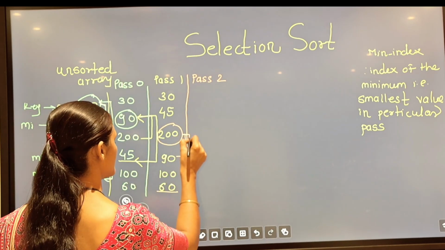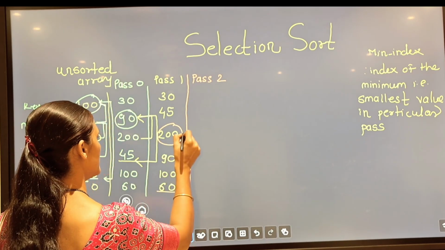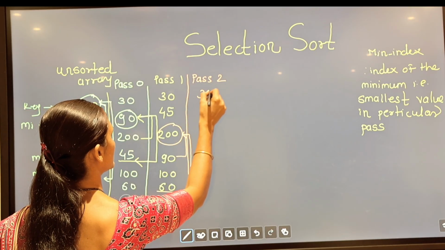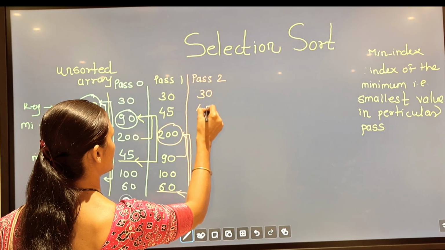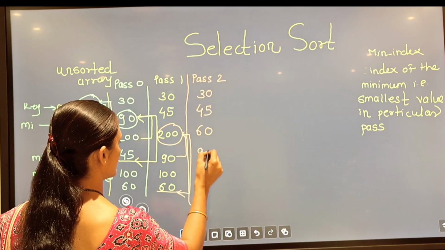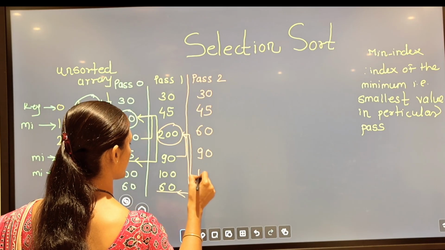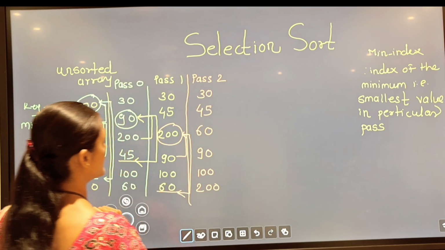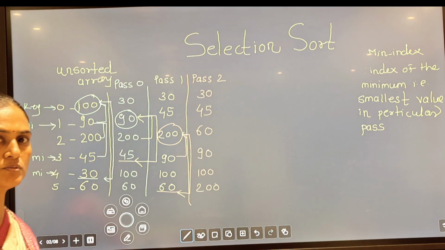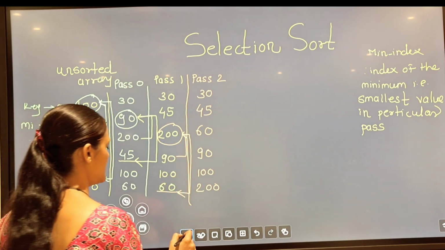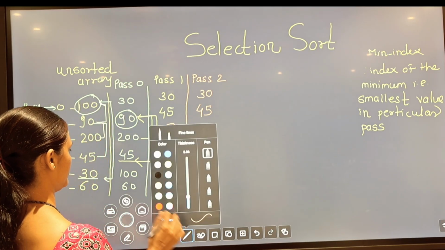So exchange will be done between the value at minimum index and the key value. So 30, 45, 60, 90, 100 and 200. So during pass 2 we get the third smallest value, that is 60.